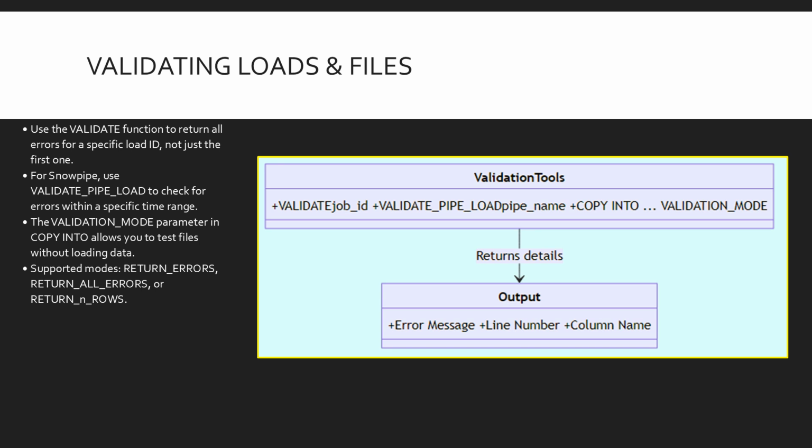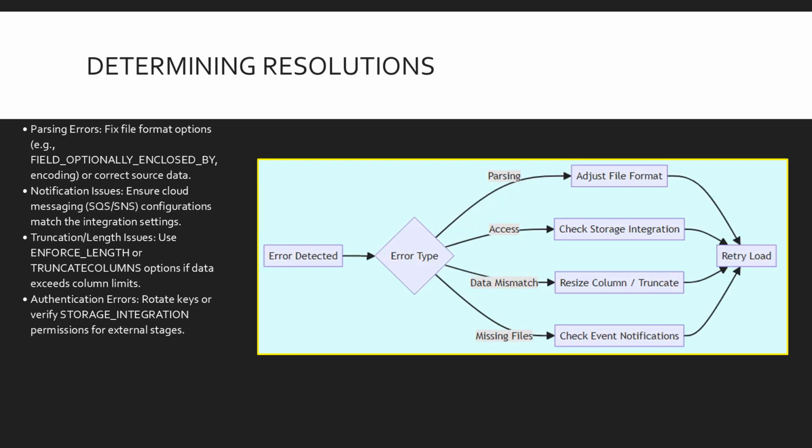This diagram classifies our validation toolset. We have the validate function for past jobs, validate pipe load for ongoing pipes, and the validation mode parameter for pre-flight checks. All of these methods feed into a standardized output structure, providing the error message, line number, and column name necessary for remediation.